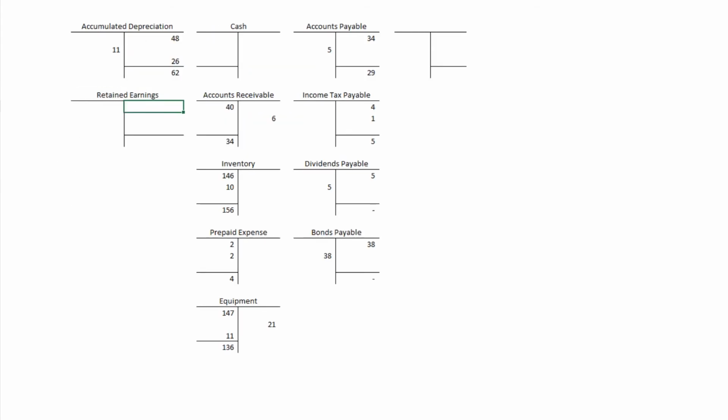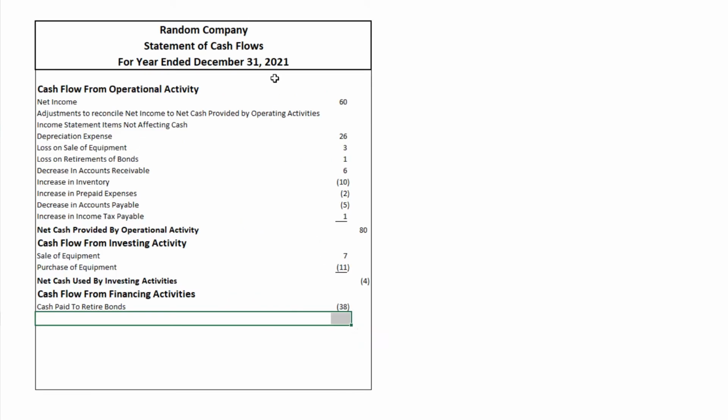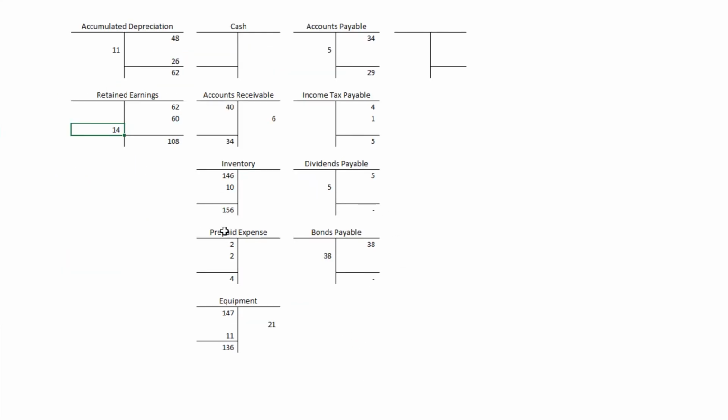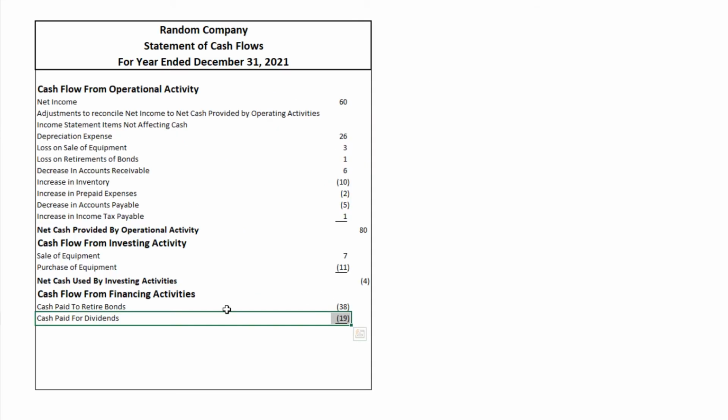Retained earnings. We start out at 62. We end at 108. And then we have the 60 from the income statement right here. But if you add those together, it doesn't equal 108. That must mean that we paid out dividends, which is the 14. So then you have the 14 plus the 5 equals 19. And that's how we get the 19. And these are negative numbers because we are paying it out. So cash is leaving our company. And then net cash used by financing activities is 57.